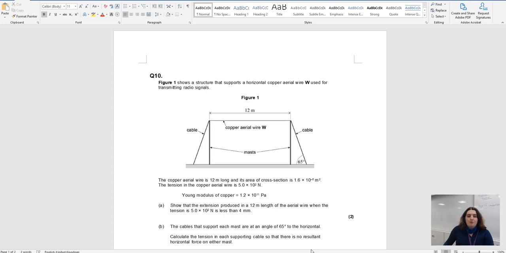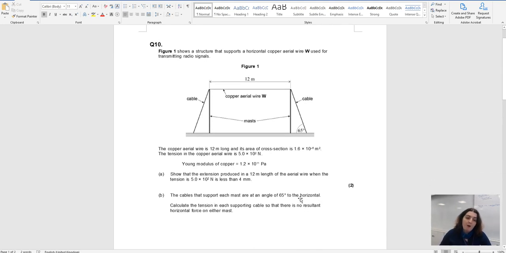So we've got a structure which is a horizontal wire used for transmitting radio signals. A copper wire is 12 meters long with a cross-sectional area of 1.6 times 10 to the minus 5. The tension in the copper wire is 5 times 10 to the 5, and the Young's modulus of copper. Show that the extension produced in a 12-meter length wire when tension is less than 4 millimeters.